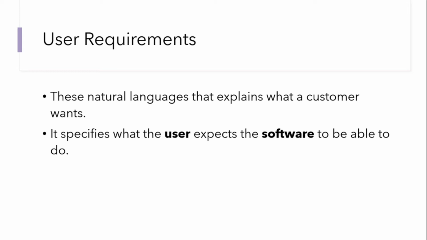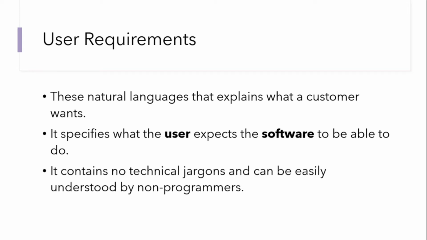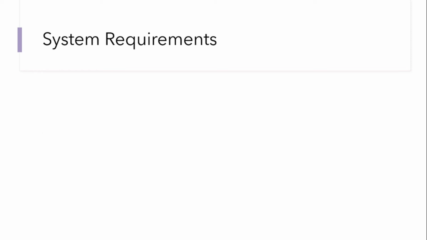So these are natural languages, and they do not contain any technical jargon and can be easily understood by everyone, including non-programmers. It is in plain natural language that is easily understood by everyone. These kinds of requirements are mostly produced by the client. So it is the client that is going to tell the developer what he actually wants. So that is basically the user requirements.